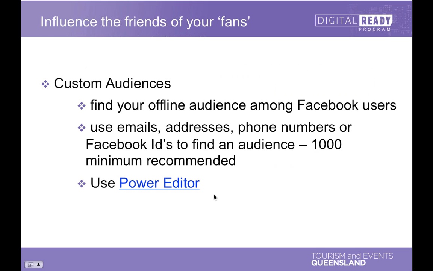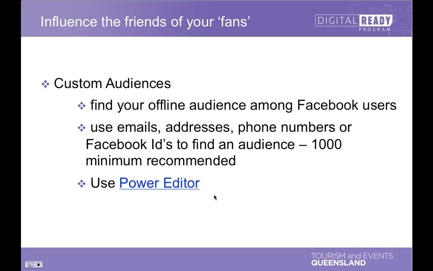And the other thing to think about is custom audiences. You can use the Power Editor tool in Facebook, which is a tool where you can manage multiple campaigns, multiple ads, if you're running quite large, extensive Facebook campaigns. But you can also use it to find an offline audience among Facebook users. So if you, for example, are looking for more page likes, you can use information like email addresses, residential addresses, phone numbers, or Facebook IDs to find an audience.